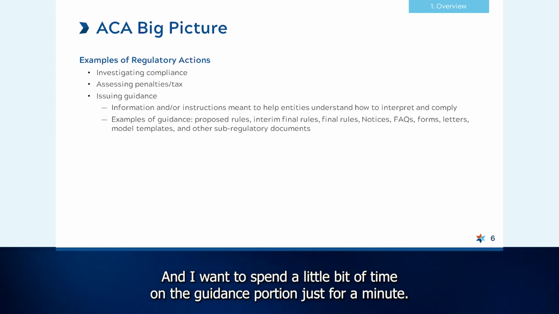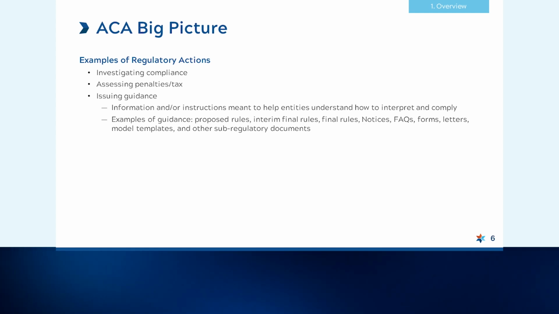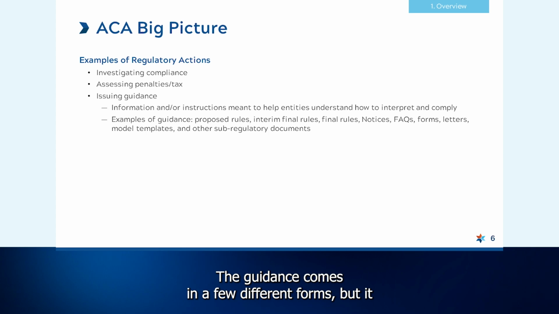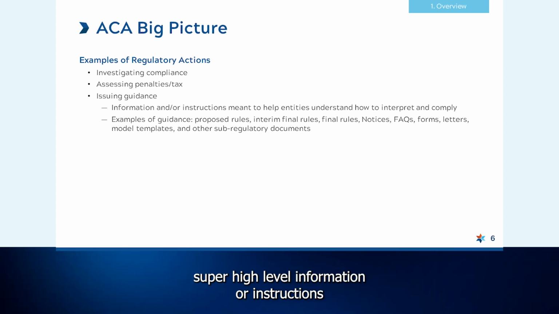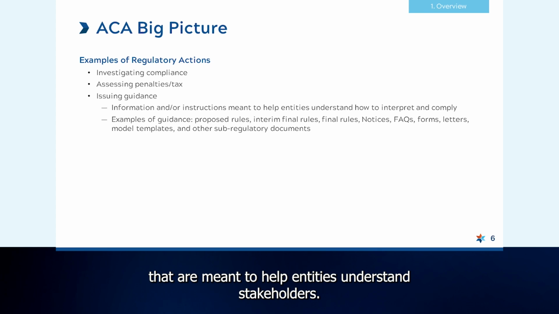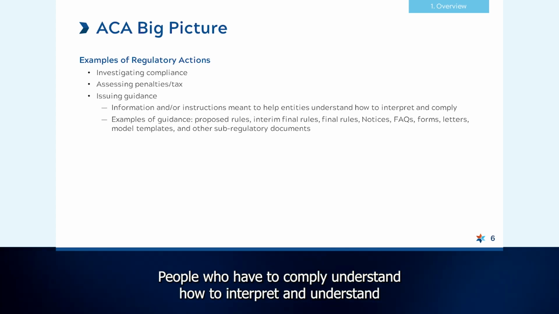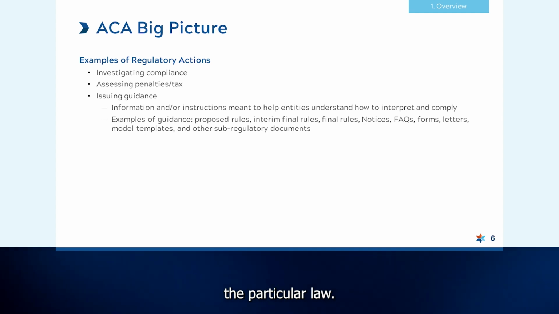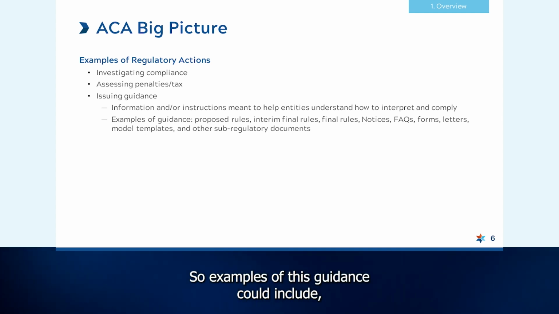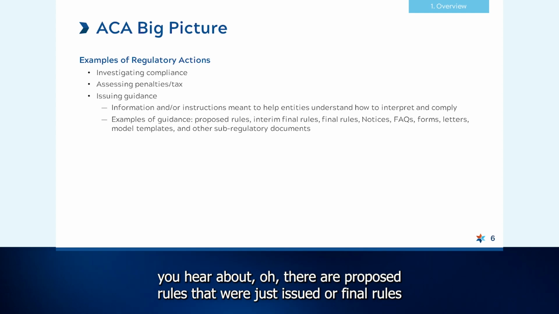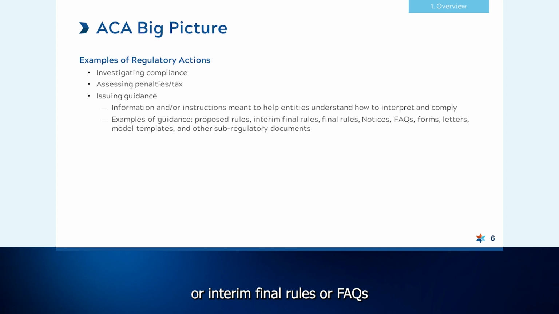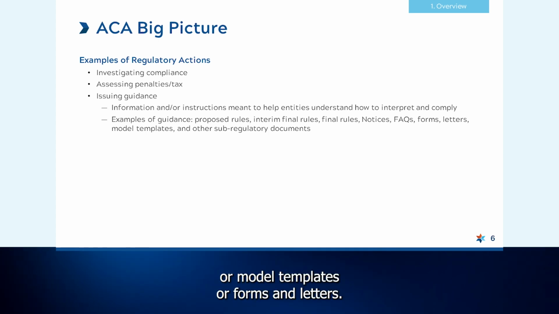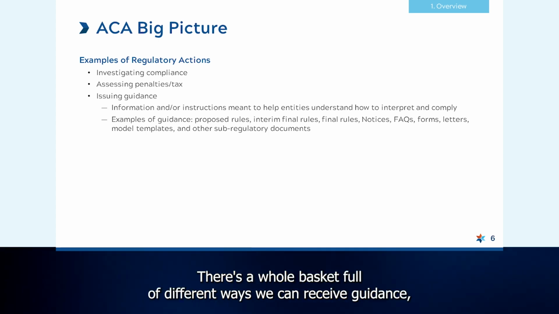And I want to spend a little bit of time on the guidance portion just for a minute. The guidance comes in a few different forms, but it's basically high-level information or instructions that are meant to help stakeholders, people who have to comply, understand how to interpret the particular law. Examples of this guidance include proposed rules, final rules, interim final rules, FAQs, model templates, or forms and letters. There's a whole basket full of different ways we can receive guidance.